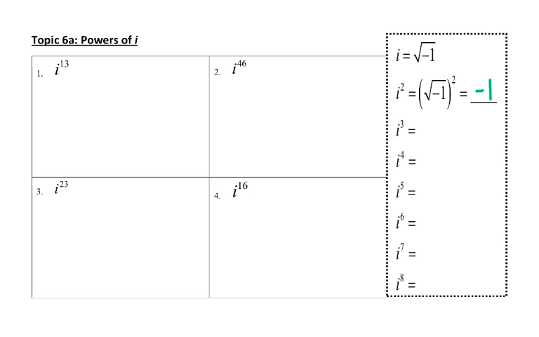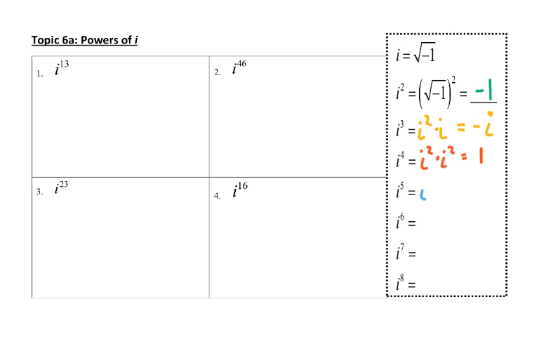And i cubed is really like i squared times i, which would be -1 times i, so -i. And i to the fourth would be like i squared times i squared, which would be -1 times -1, which is +1. And then it starts this whole pattern back over.